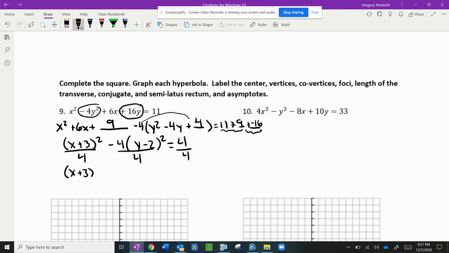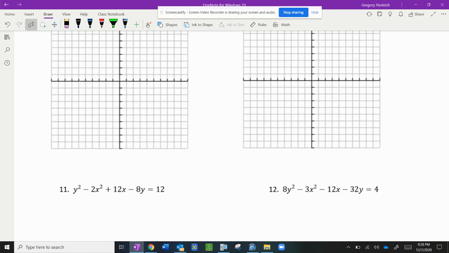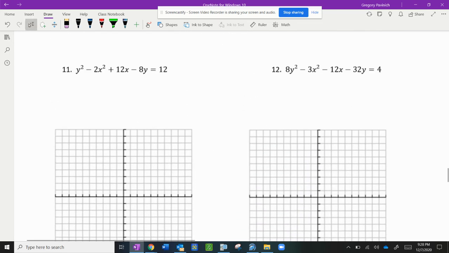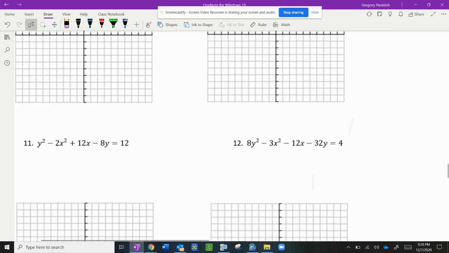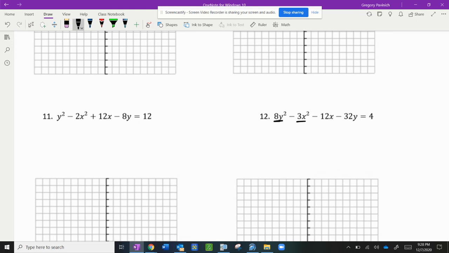This is going to be one that opens left to right because my x comes first. You might say, well, what is it going to look like when the y comes first? And I'll show you. So I can tell you this one, the x is coming first because it's positive, and then my y squared is negative. If you look at number 11 and 12 below, we'll work one of those. We'll look at number 12. Notice that my y comes first because it's positive and my x is negative.